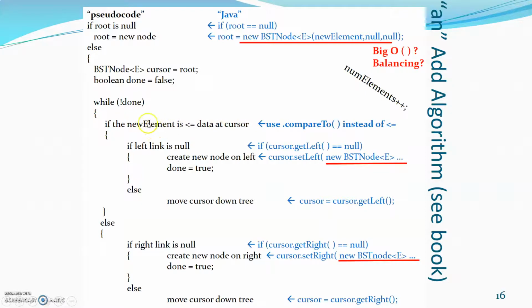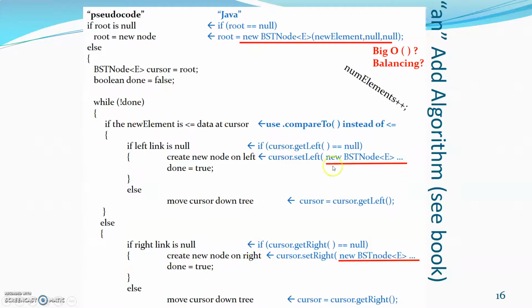We'll be taking a look at the value that's being added. Is it before the data that's at the cursor? If it is, we're going to be looking at the left link. If it isn't, we'll be looking at the right link. Whether we're looking left or right, first we see whether that link is null. If it is null, we're going to be creating the node in that direction. So if the left link is null, we create the node on the left. If the right link is null, we create the node on the right.